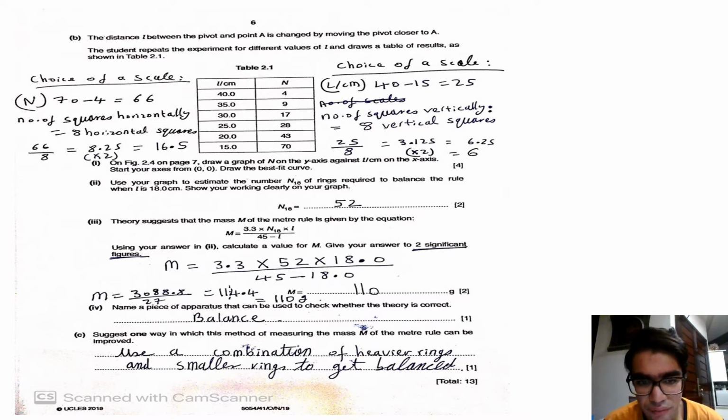Draw a graph of N on the y-axis against L by centimeters on the x-axis. Start your axis from 0, 0. Draw the best fit curve, and use your graph to estimate the number of. Okay, now we'll come back to that later. Let's go on to the graph.